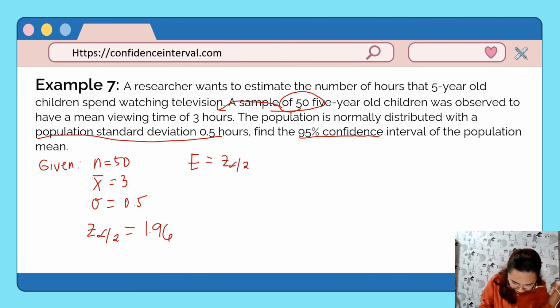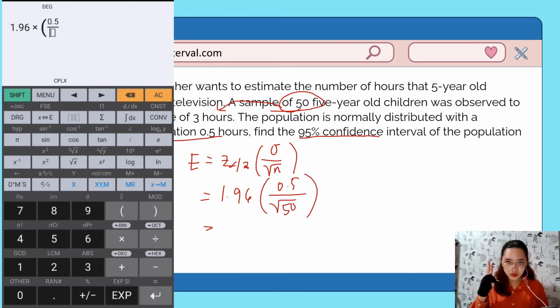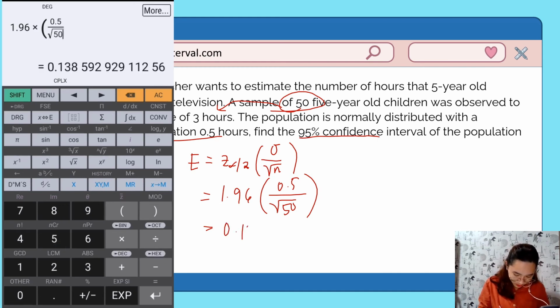So, pwede na po natin i-compute ang ating margin of error, which has the formula of z alpha over 2 times population standard deviation over square root of n. Ayan. So, substitute lang 1.96 times 0.5 all over square root of 50. Just get the two decimal places. We have 0.14.